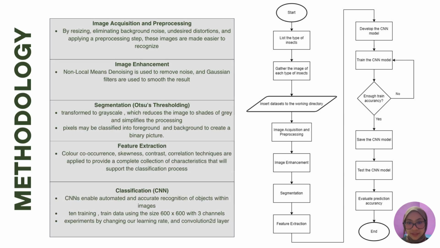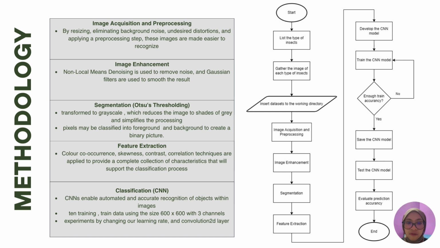I'm Norena Midiazid and now I will present about the methodology. The step-by-step procedure used in insect classification is shown in this flowchart. Our process begins with identifying the types of insect we want to classify, which are cicada and also snail. We compile a list of different insect categories. For each type of insect, we collect a substantial number of images. These images are then organized and inserted into our working directory for further processing.